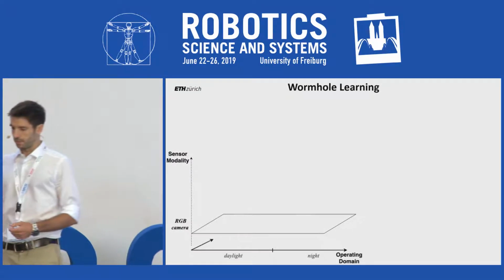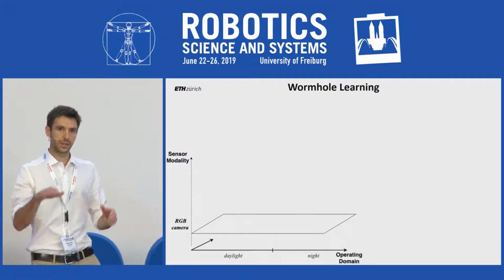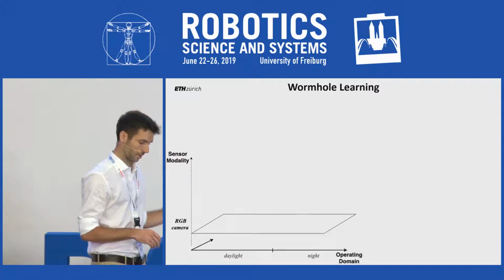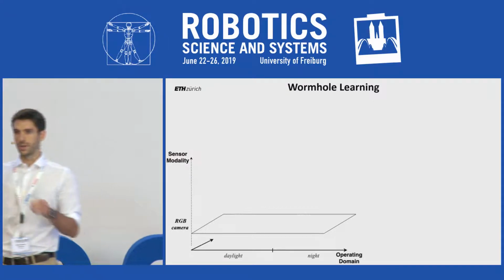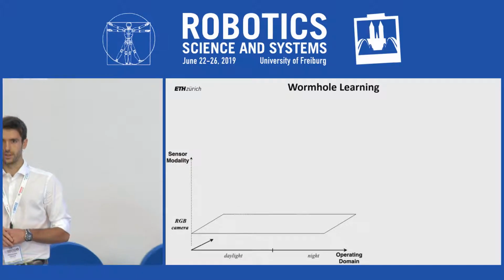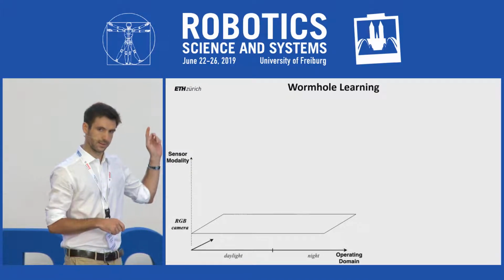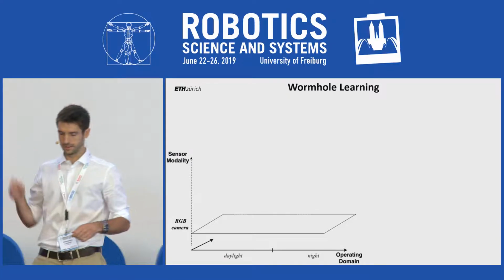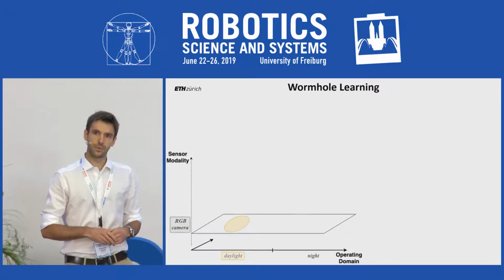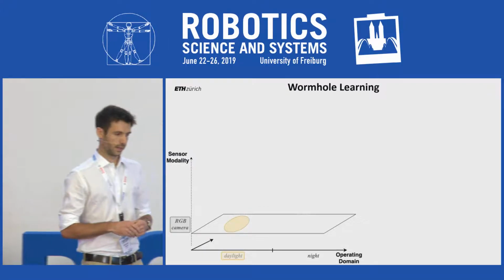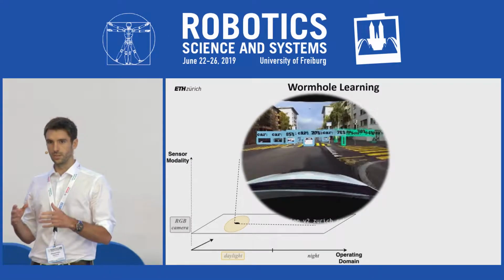But what's the idea behind wormhole learning? We have an operating domain, which is here represented as a plane, and we associate the x dimension with a certain nuisance, in this case, the scaling of illumination. On the z-axis, instead, we have the sensor modalities. We start off with a detector that works only at daytime, and we would like to make it work also at night.